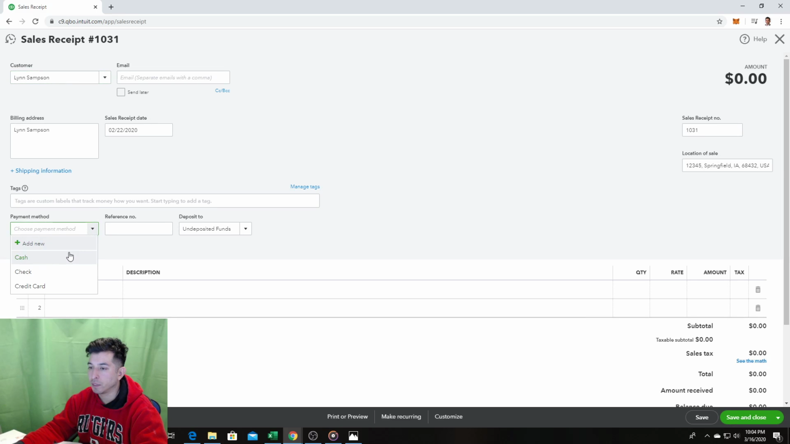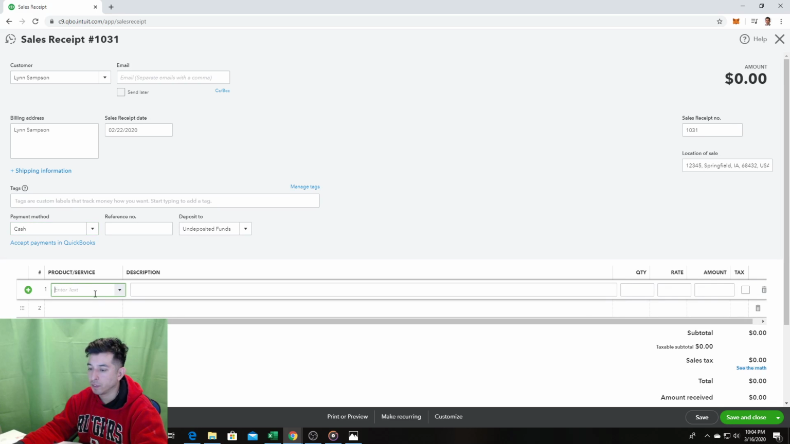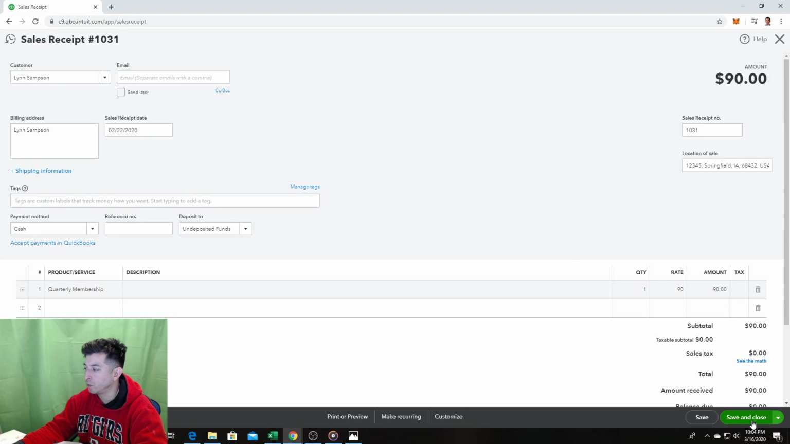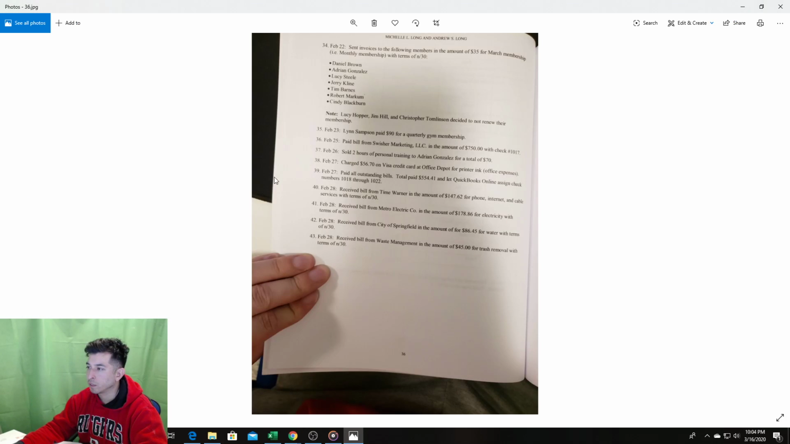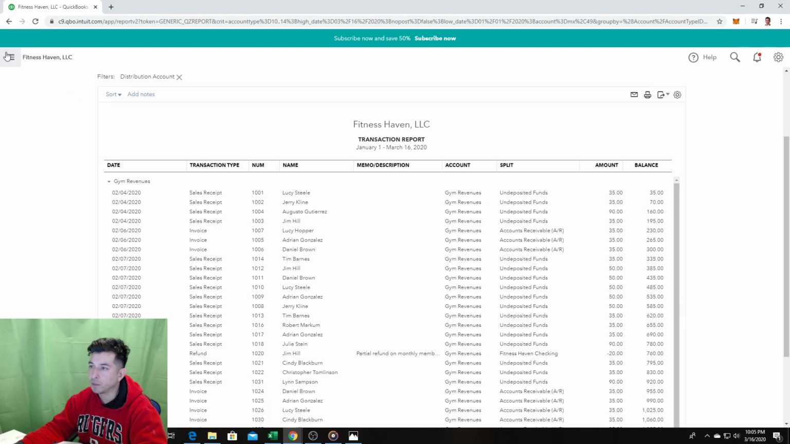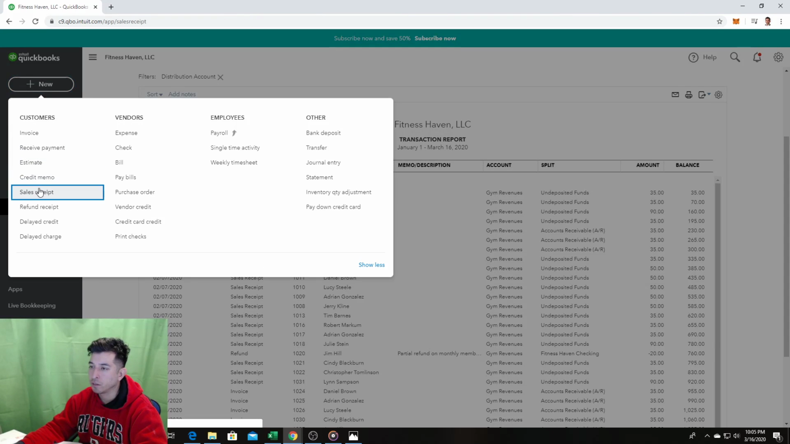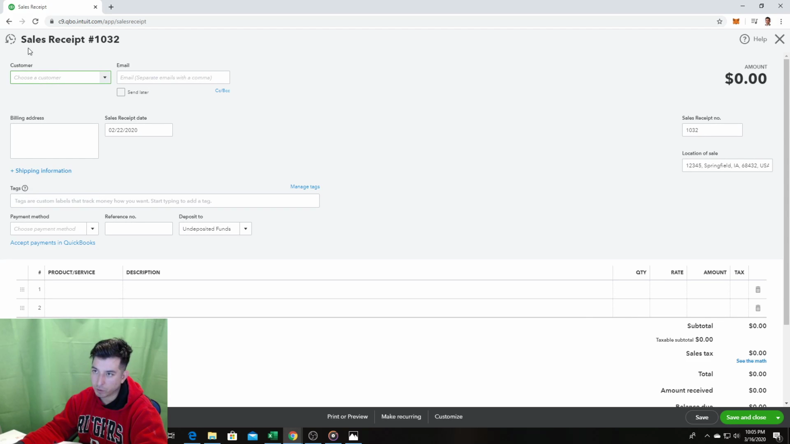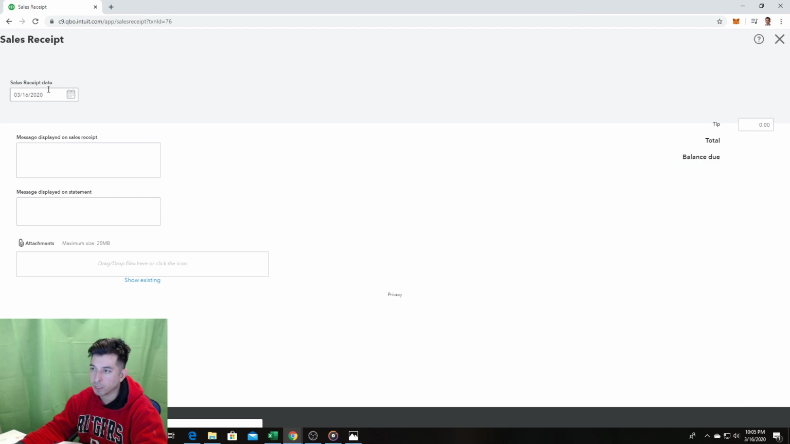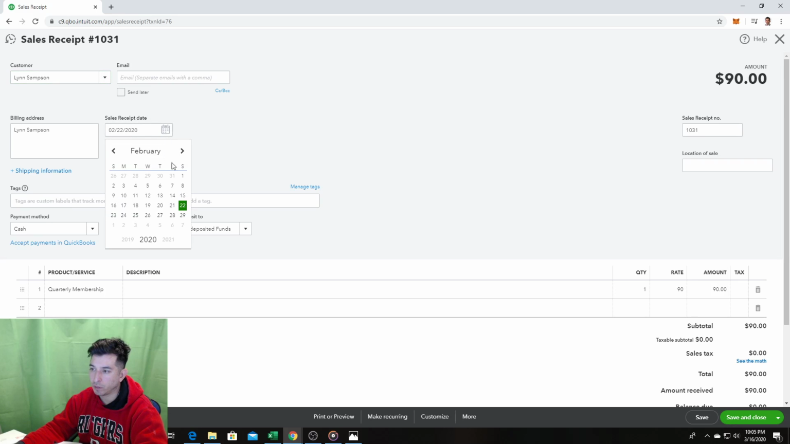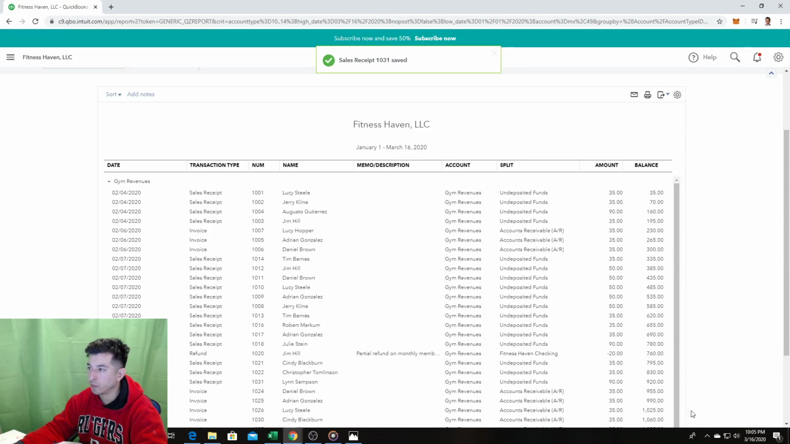Okay, payment method. Let's say cash. Undeposited funds. And I believe it was quarterly membership. Quarterly membership. $90 for gym membership. Save and close. Okay, next guy over here. Oh, but let's go back because I think I forgot to change the date. That should be 23. So we need to go back and change that date. Sales receipt should be February 23rd. Save and close. Okay.